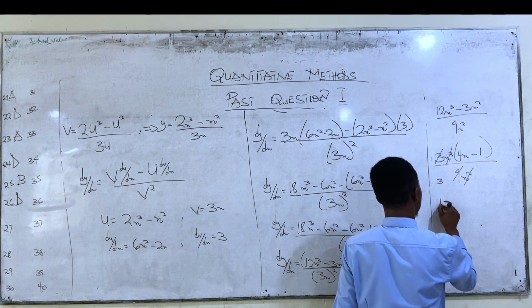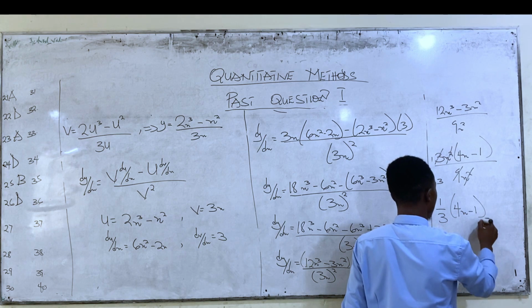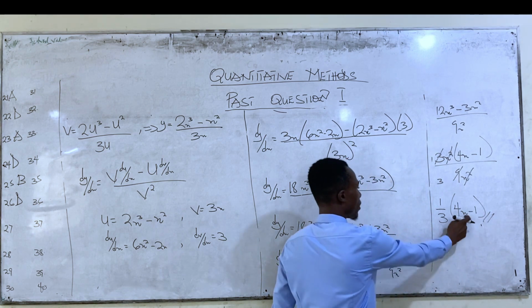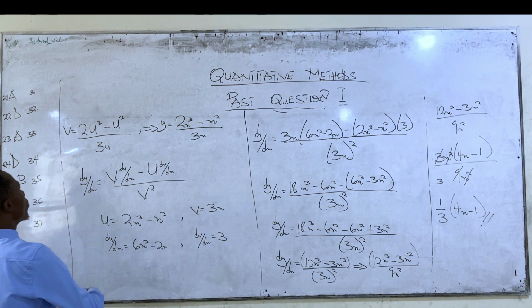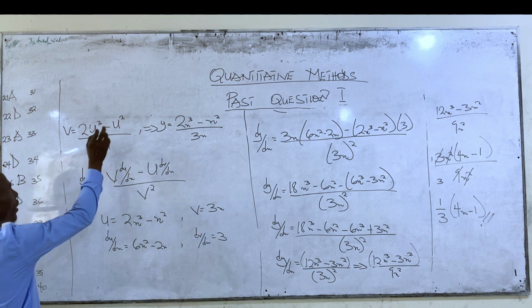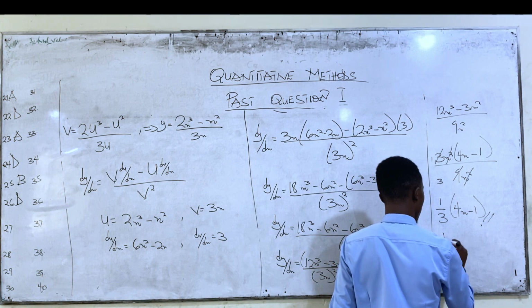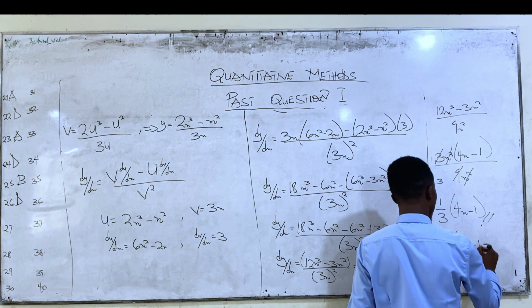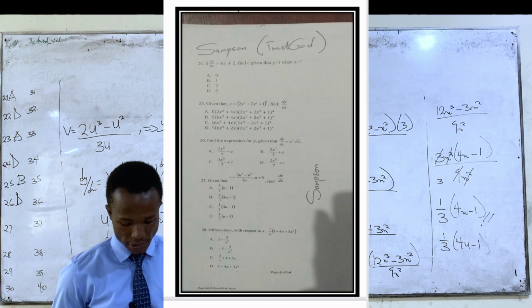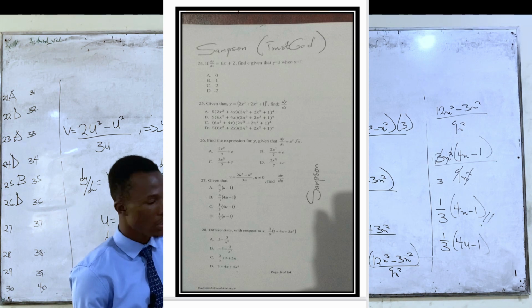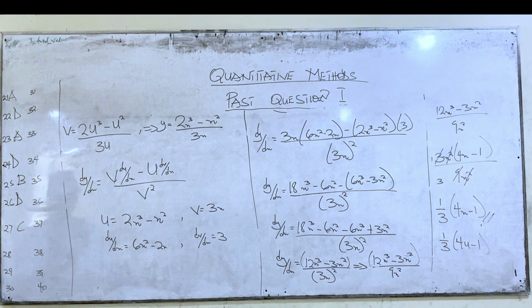So what are you getting? 1 on 3 into brackets 4x minus 1. Now this is our final answer, but we didn't have any x in the question. It was u. We said v is going to be our y and u is going to be our x. So we can say 1 over 3 into brackets 4u minus 1. This should be our final answer. Okay, so that is question 27, option C. Let me write it here.